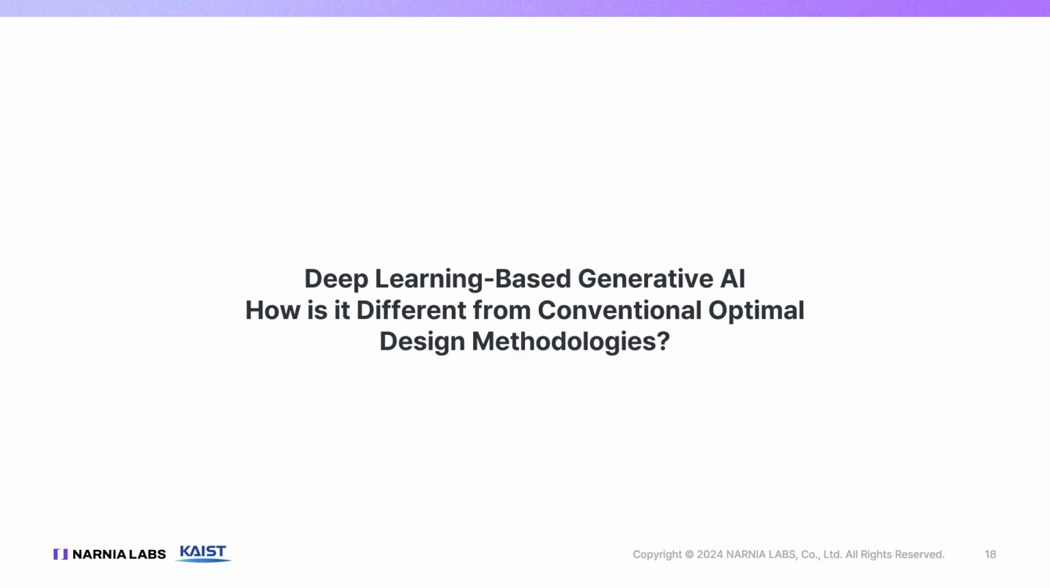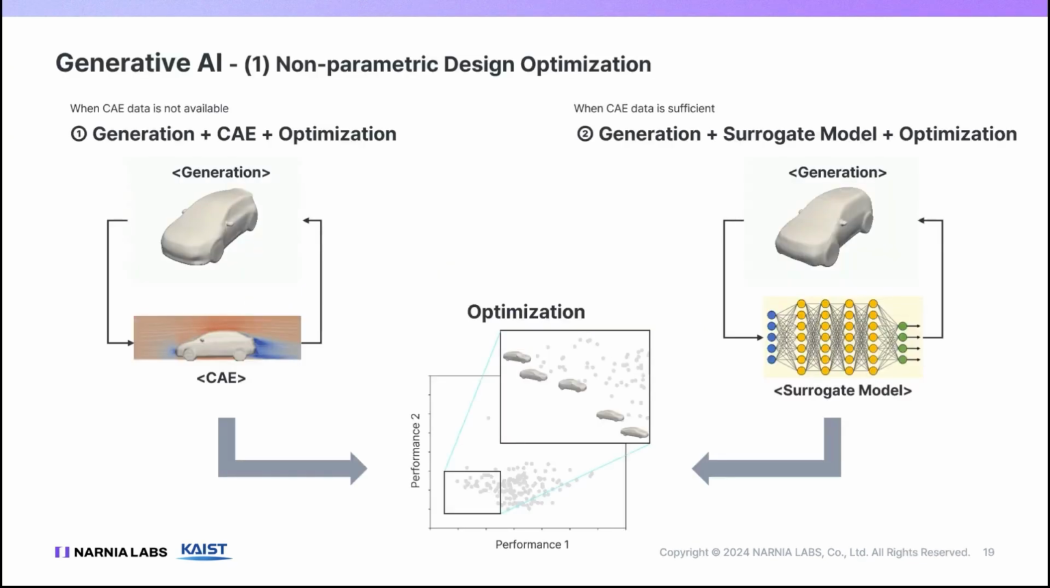Next, let's take a look at how deep learning-based generative AI differs from traditional optimal design methodologies. Just like with predictive AI, using generative AI for optimal design enables non-parametric optimal design. For example, in the case of complex images, such as automotive images, it's impossible to express everything parametrically. By generating in this non-parametric way and linking it with a CAE solver, you can find the design with the best engineering performance. In this case, the CAE data is insufficient.